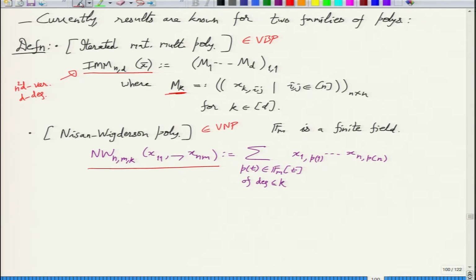I think I forgot to state this Valiant's criterion. If a polynomial's coefficient is Sharp-P/poly computable, then it is in VNP. Is that easy? I did not state it, right? That should be an assignment. So using that, you get this immediately. It follows from Valiant's criterion. I don't know how you will get it otherwise, actually.